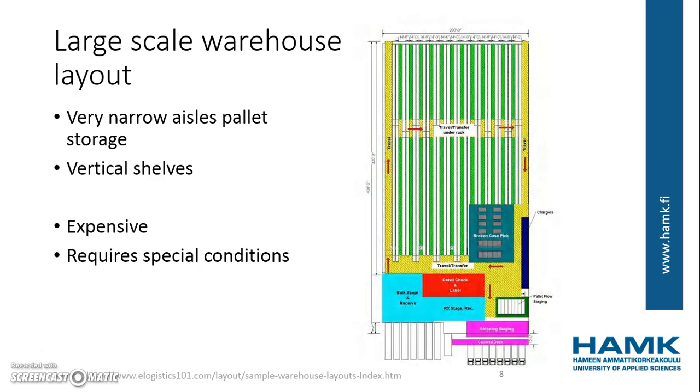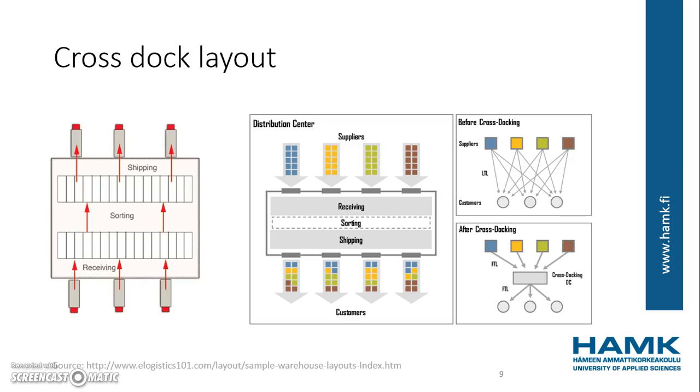On the picture, you can see the layout type of a large-scale drug warehouse. It has very narrow aisle pallet storage and vertical shelves, mainly used for small items. This warehouse is designed to hold as much product as possible in an area where space is very expensive. The high price of a storage place can be explained by the need for special atmospheric conditions mentioned earlier. In the pharmacy business, it is one of the most important elements in the warehouse, which obviously requires huge investments.